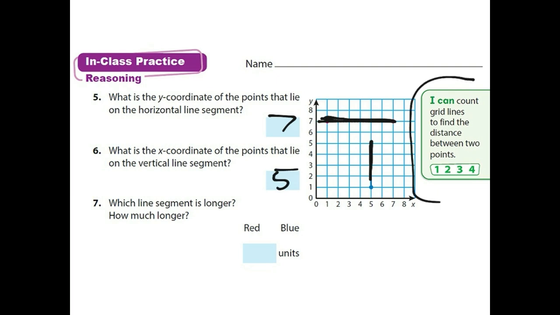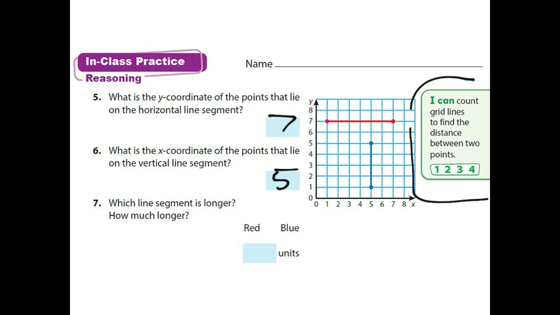And our I can statement is, I can count grid lines to find the distance between 2 points. All right, I want you to go ahead, read and solve number 7. Read and solve number 7 and then we'll go over it.